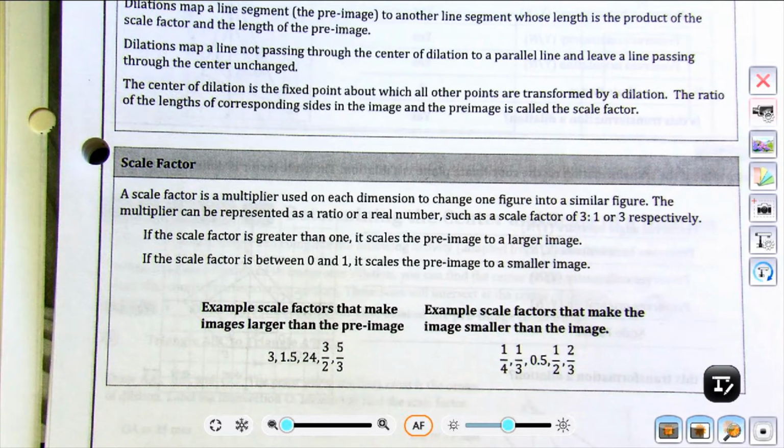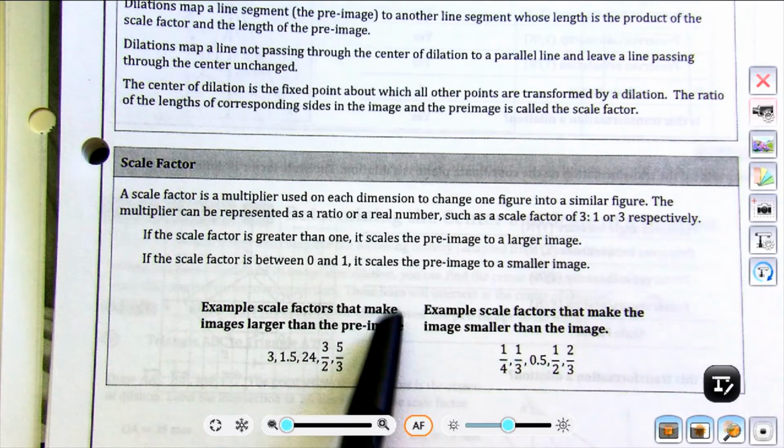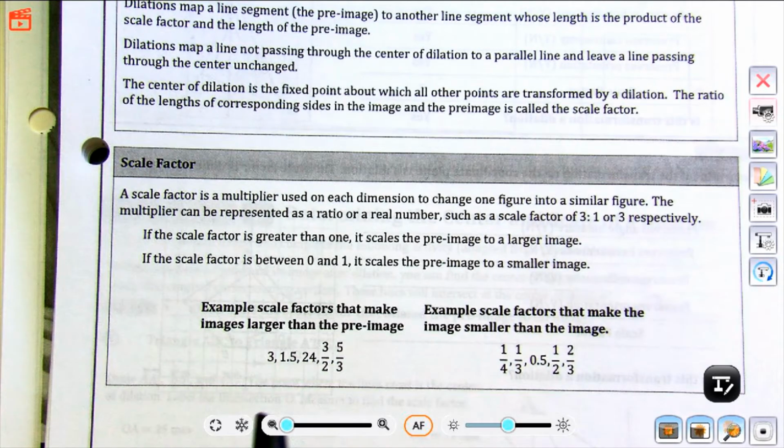These are examples of scale factors, and notice that each of these numbers is greater than 1: 3, 1.5, 24, 3 halves, and 5 thirds. Notice that these last two are improper fractions, and improper fractions are greater than 1. So if you have a scale factor that is greater than 1, the object is going to get larger.